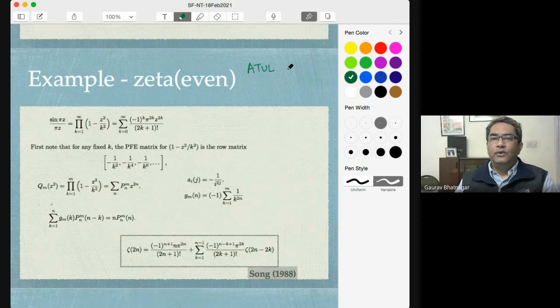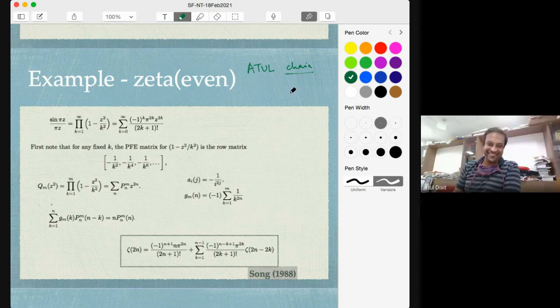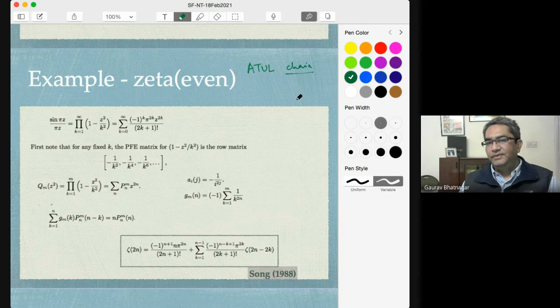Okay, so here is one in honor of Atul's new chair. So Atul got a chair as a gift from students, and I don't know if you can see. It's a zeta function. There's been some 3D printing which has happened. So it's a very nice chair for him.